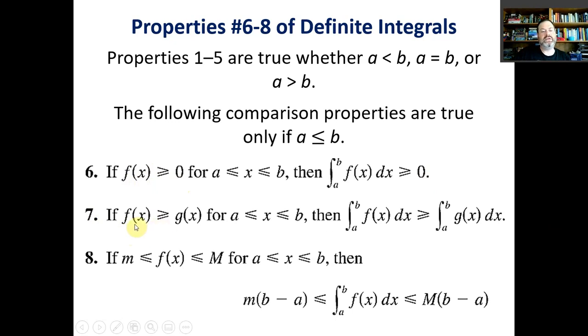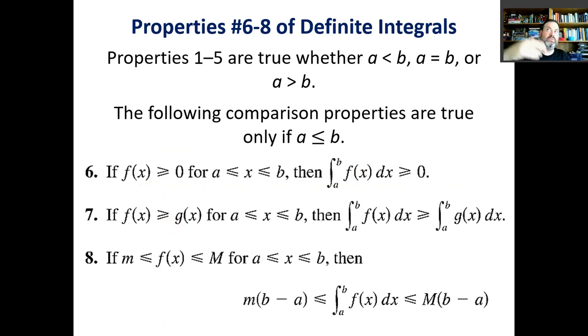Number 7: if a function is bigger than another function, then the definite integral is bigger than the definite integral of the other function. We can just use this by extension. We could subtract g of x from both sides and it just turns into this. This is easy to prove. I'm not going to prove it, but if you prove number 6, then number 7 is easy.